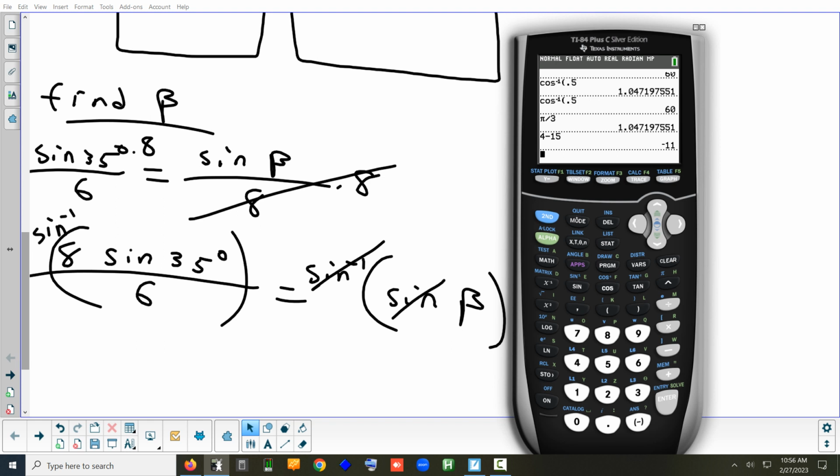All right, so let's first of all make sure you are in degrees. Type in second inverse sine of 8 sine 35. Close your parenthesis because you're done with the 35. Close it again because now you're done with inverse sine. Okay. So this is not a no solution problem. I just got a solution.